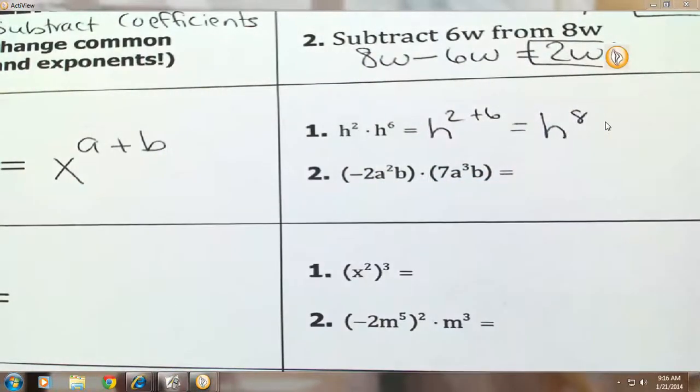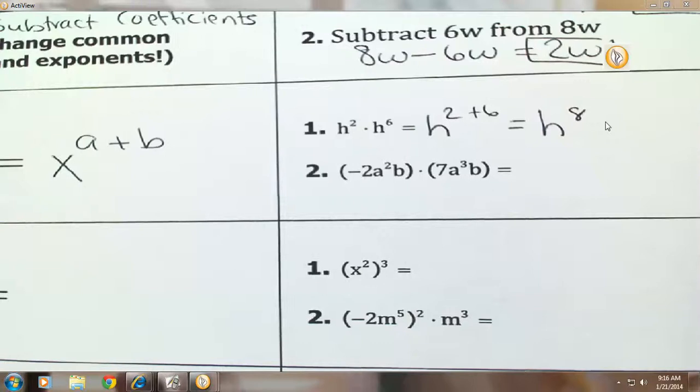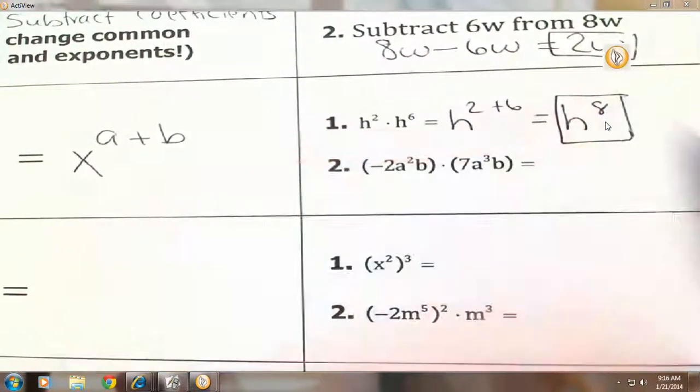You guys remembering this stuff from Algebra 1 and Algebra B? Do we have to write 2 plus 6? No, you don't need to write that. So h to the 8th power.